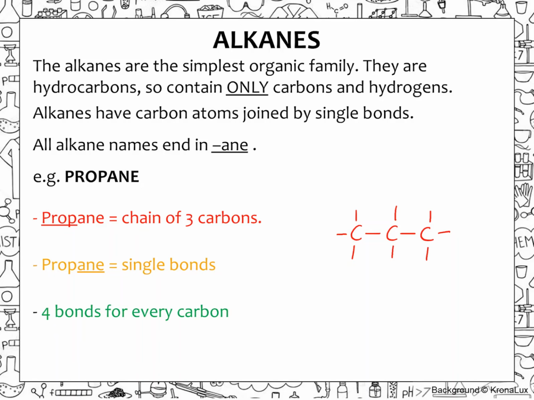Carbon bonds 4 times. The final rule is that we only have carbons and hydrogens because this is an alkane. So at the end of all of those lines we've just drawn, we're going to put hydrogen atoms to give us the alkane hydrocarbon that we need to draw. And that's the structure of propane.